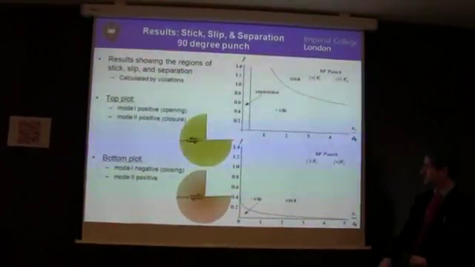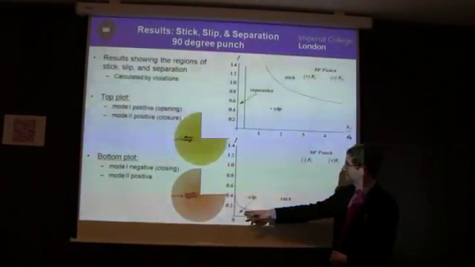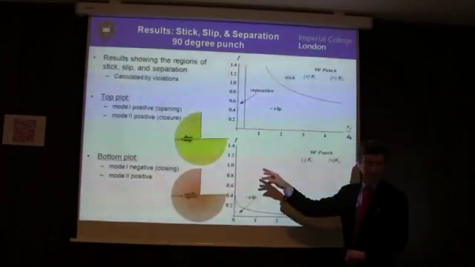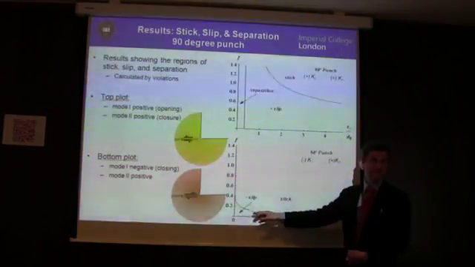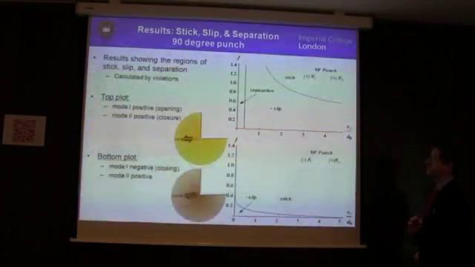And there's a mistake on this that I realised 5 minutes ago. This only looks actually at the mode 1 loading. If it's lower than 0.2, there'll be an even bigger region of slip here. But let's put that to one side.